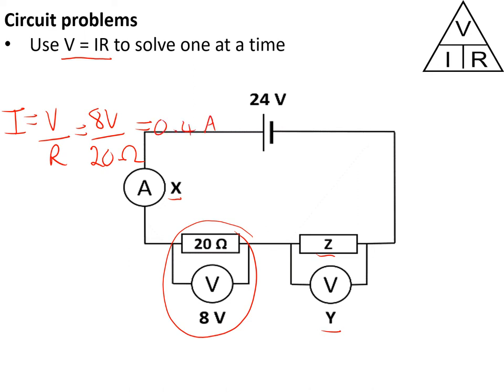Now, really helpfully, that current will be the same all the way around the circuit because this is a series circuit. Now, the next one to find is Y.